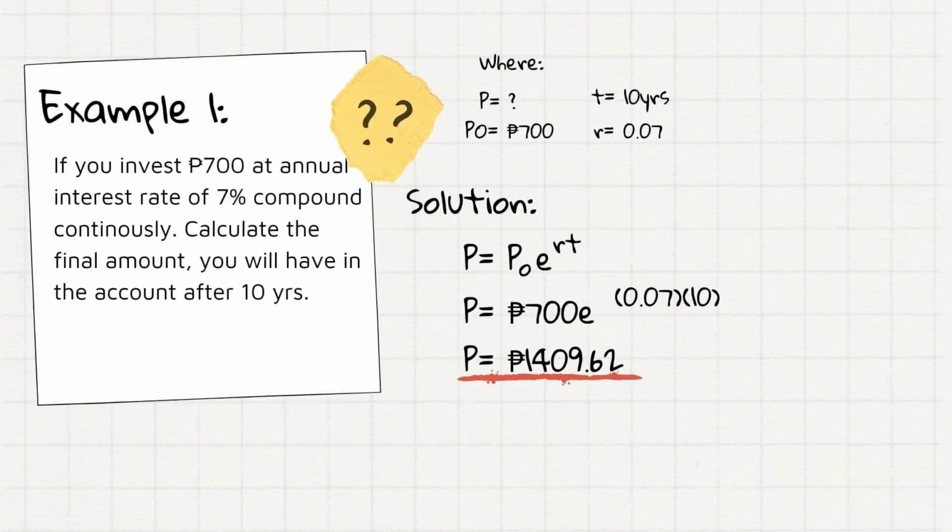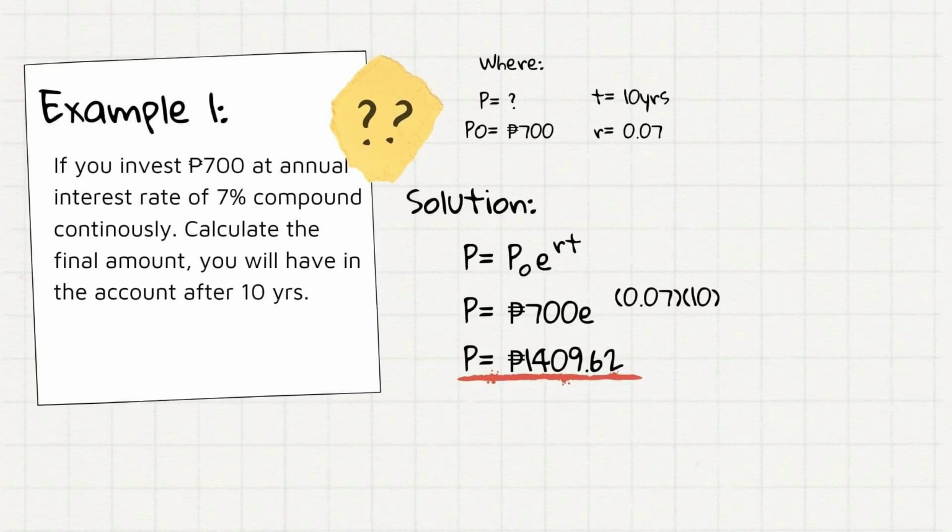I am going to solve example number 1, which the question is, if you invest 700 pesos at an annual interest rate of 7% compounded continuously, calculate the final amount you will have in the account after 10 years. Where P is missing, P sub o is 700, time is 10 years, and r is 0.07, which is 7%. So here's the formula.